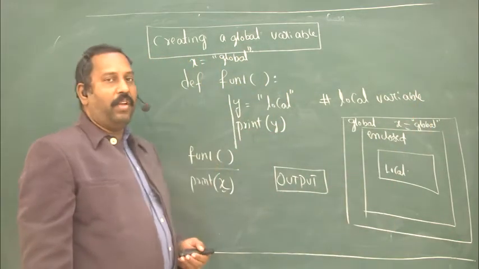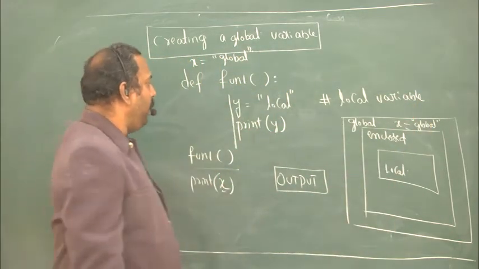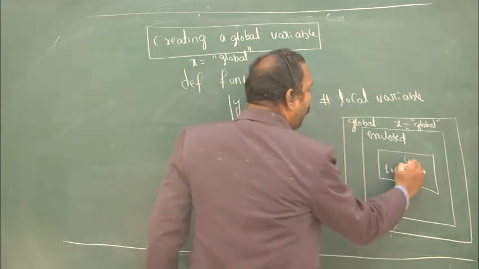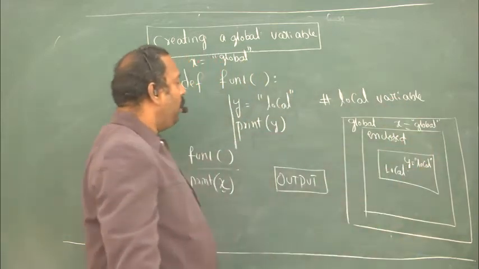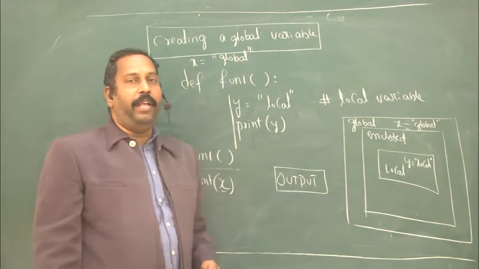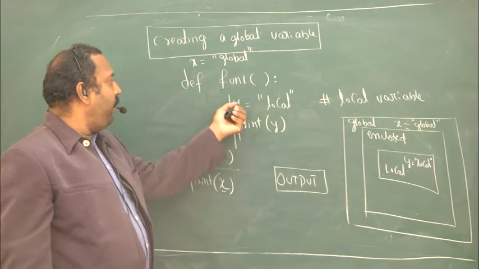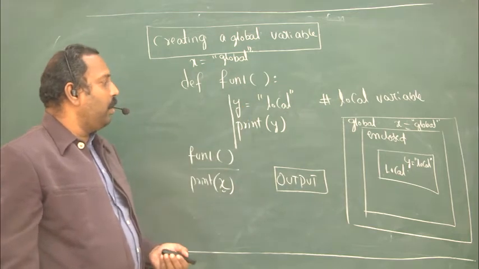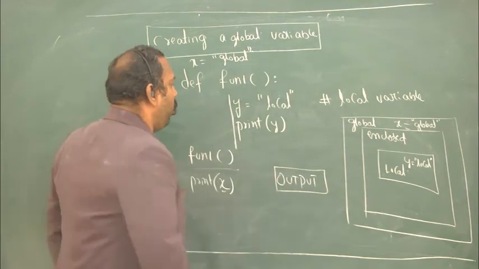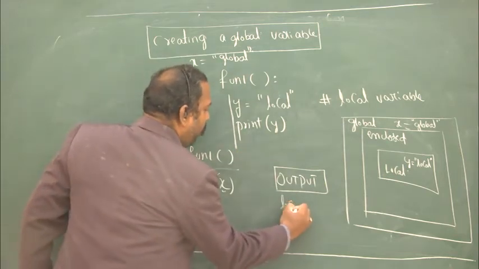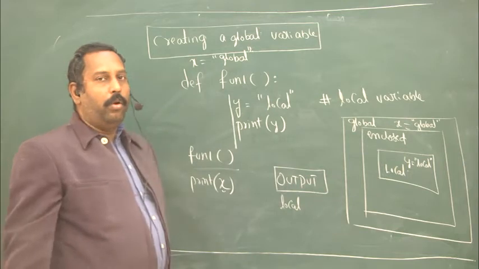Next, we are defining the function f1. In that, the variable y is equal to local. Print y. Whenever you print the value of y, it will check whether y is available in the function or not. Yes, y is available in the local scope. That's why it will print the output local.